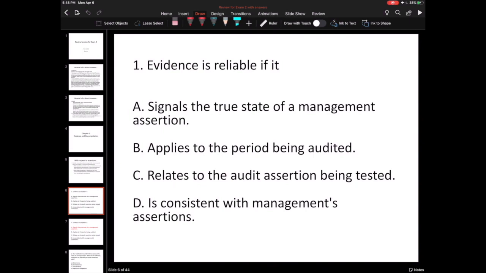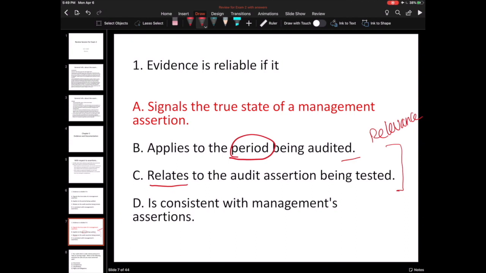And evidence is reliable if what? Kind of starting off with a softball question. So hopefully you got A, which signals the true state of management's assertions. These two are more about relevance of evidence rather than reliability. So if you go back to those chapter 5 slides, you'll notice there's this whole relevance versus reliability discussion.